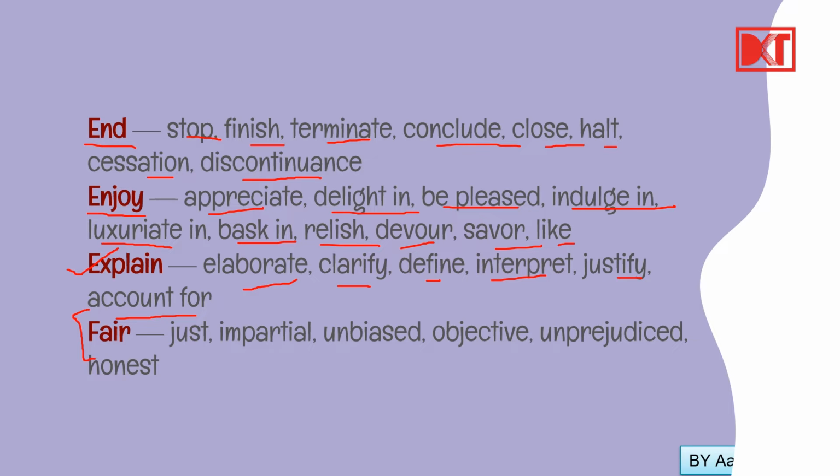Other word, fair. This could again be synonymous for words like just, impartial, unbiased, objective, unprejudiced, honest. Right here you see so many synonyms could exist with just one word. That's the beauty of English. Now instead of using the word explain again and again, you could use different words like interpret or justify. Or instead of just saying I enjoyed myself, you can say I was pleased, I relish today's experience, or I appreciate today's experience.